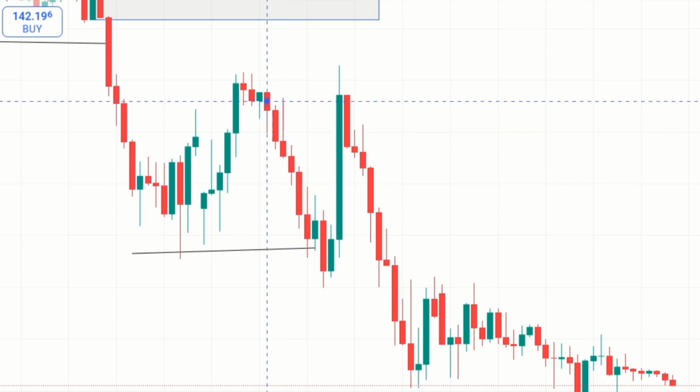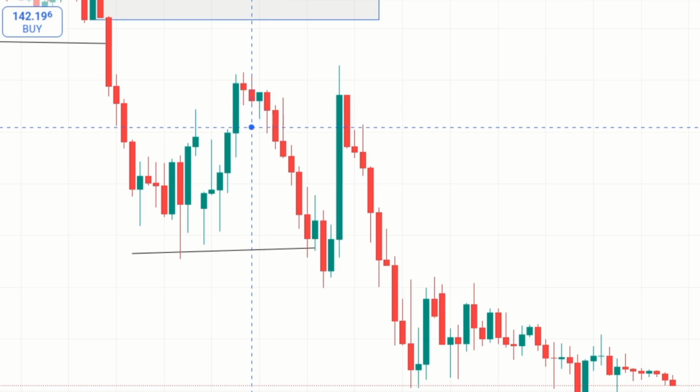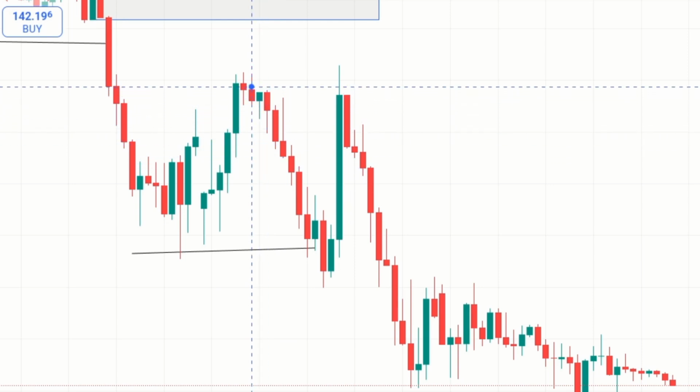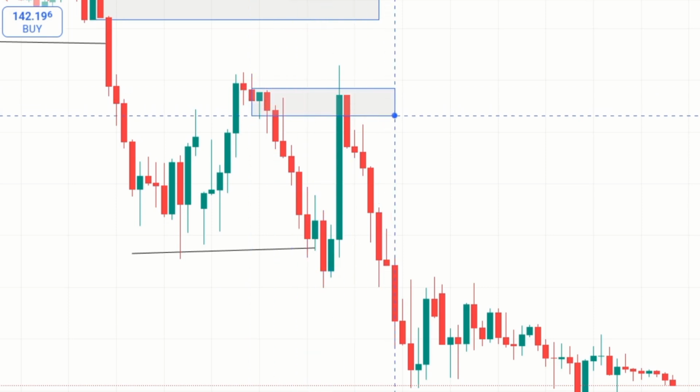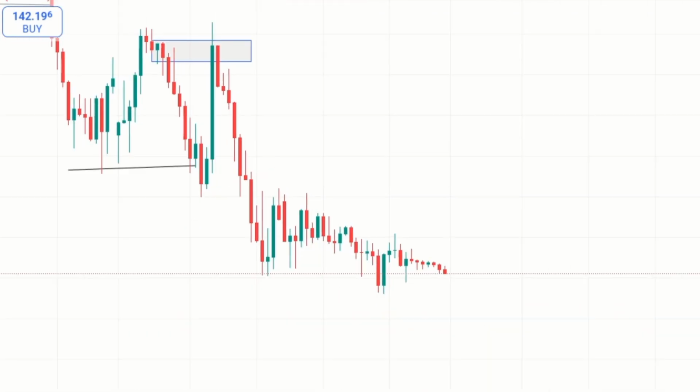Remember, this move was made by these institutional traders, leaving some orders right here. That means they can come back to this zone and sell again. So that's why we draw this as an order block. You can see that when the market came there, it sold again.